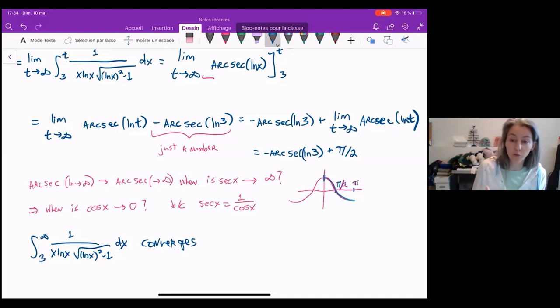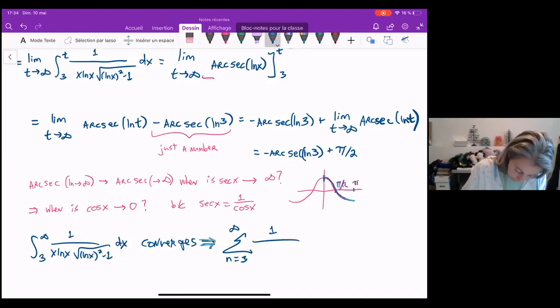Therefore, the series also converges. I do not know what it converges to. It does not necessarily converge to that number right there. I don't know what it converges to. I just know that because the integral converges, therefore the series also converges.